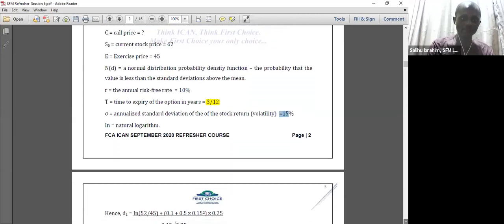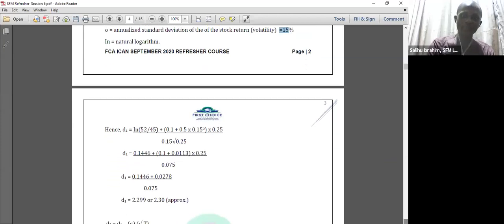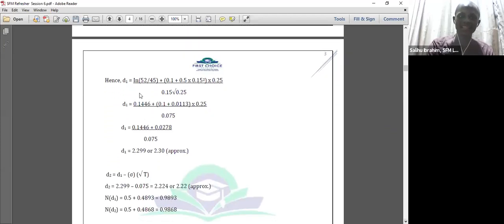And you now come here and put everything in that formula. 52 over 45 plus this is my risk-free rate, plus this 0.5 is constant multiplied by variance, that is standard deviation squared, then multiplied by 0.25, all over 0.15 times the square root of 0.25. I'm telling you again, this formula will be given in the exam. What you need to do is to know how to apply the formula.